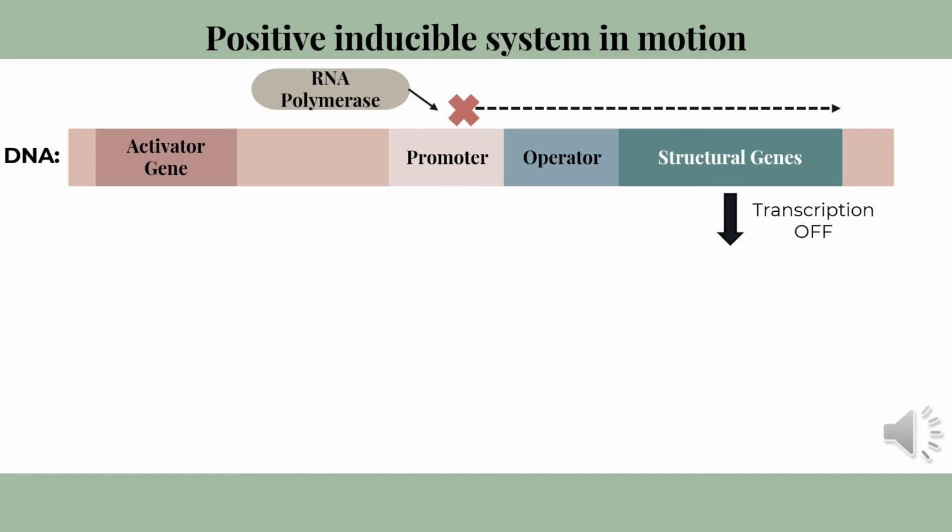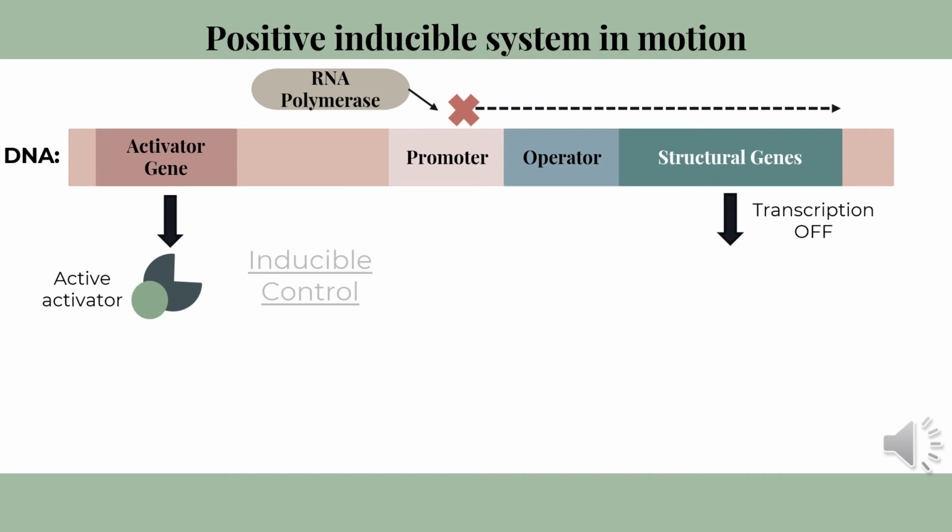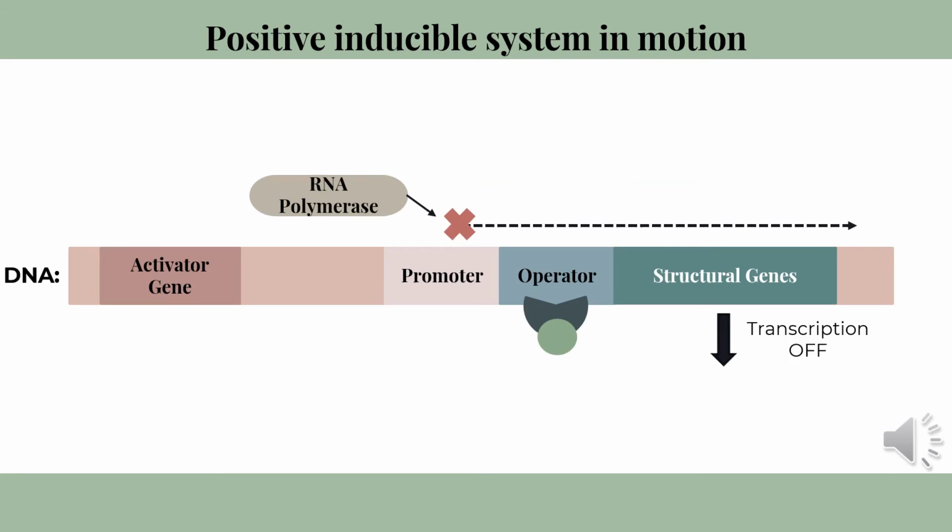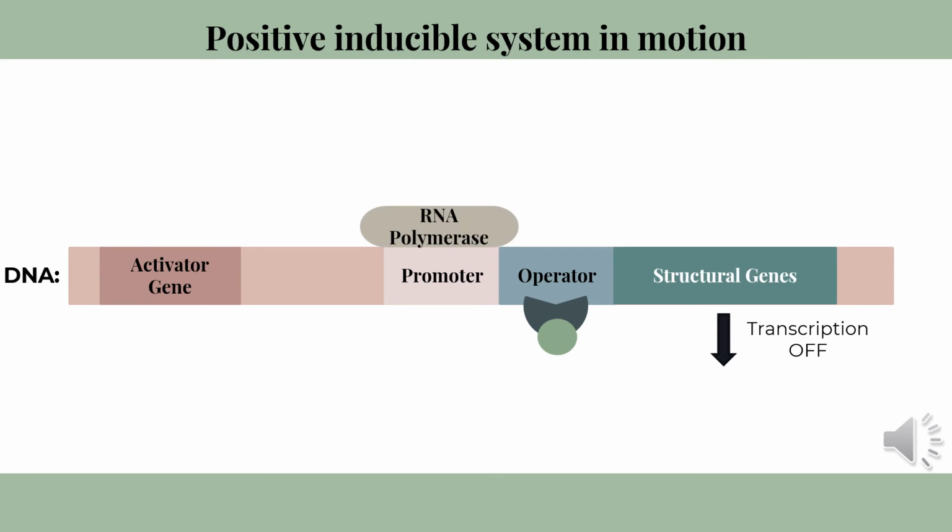To remedy this, the activator gene makes an inactive activator that then recruits a small effector molecule to pair up with. And when the two are combined, the activator then becomes active, and this is known as inducible control. Now that there is an active activator protein, it is called to bind to the operator region, where it stimulates the operator to recruit RNA polymerase to the promoter region so that transcription can begin.